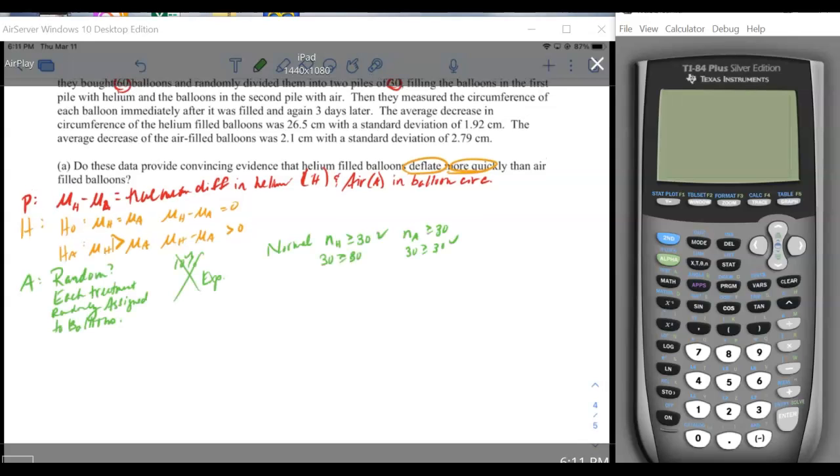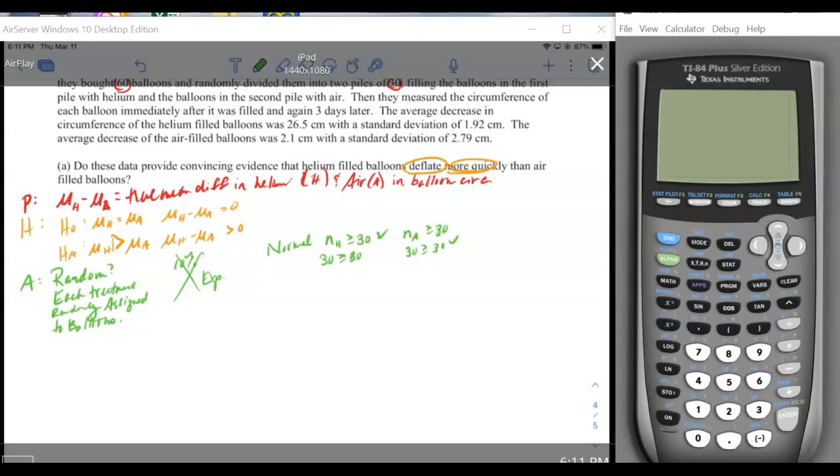Same three assumptions. We don't have random selection, but we have random assignment. Each treatment was randomly assigned to both treatment groups. And then we don't have to worry about the 10% rule because we are not doing any sampling, so it's not needed. And then for normal, we just barely passed because we had 30 in each treatment group, so we're okay there.